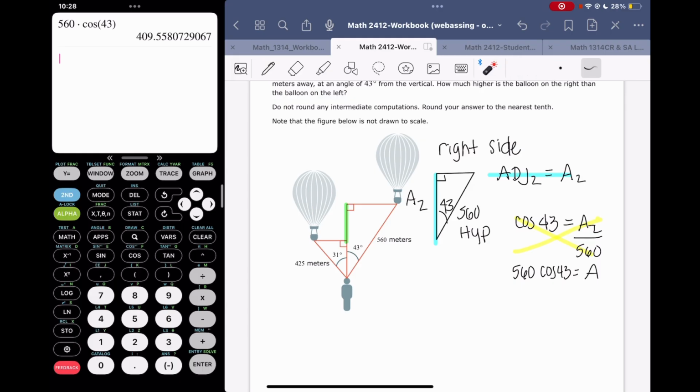Now, this says do not round intermediate computations, and I already started to do some math over here on the left. I'm going to leave this the way that it is because this is what we call an exact value. And as you can see, even though it doesn't show all the values of the answer, it's 409.55 and just goes on and on. So we're going to use this as part of our solution. So that's the length of the adjacent side 2.